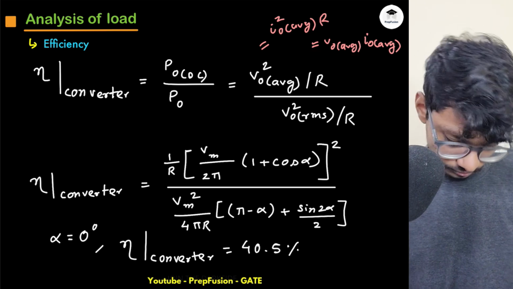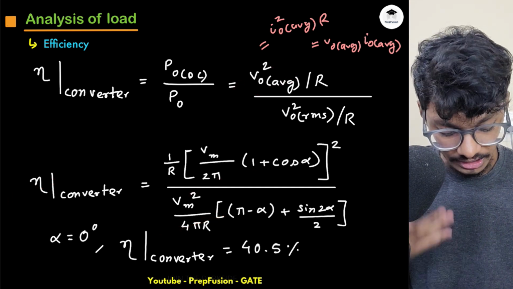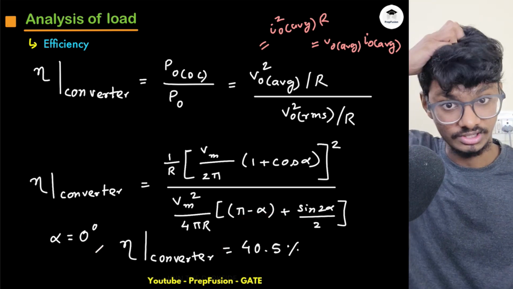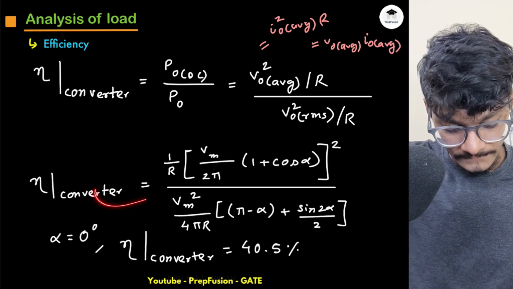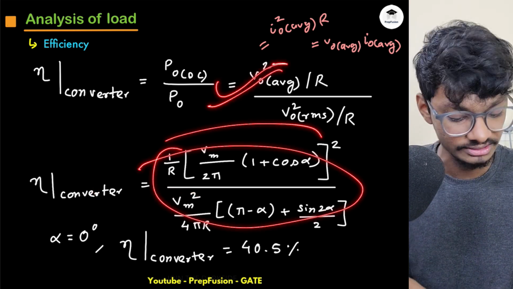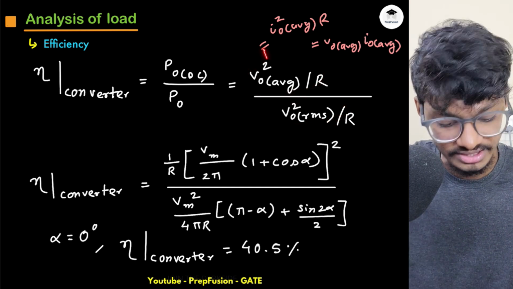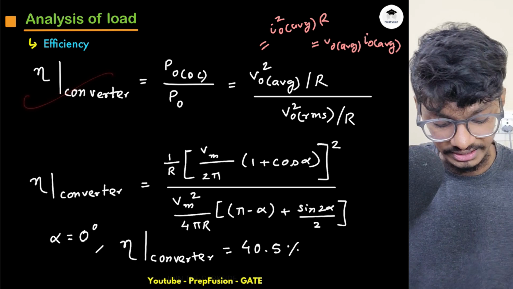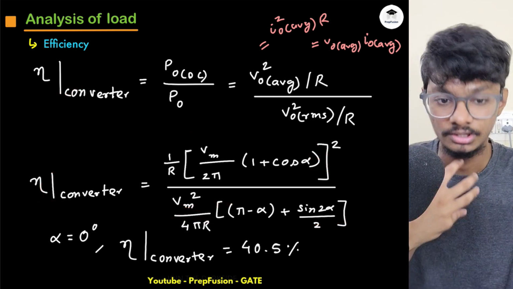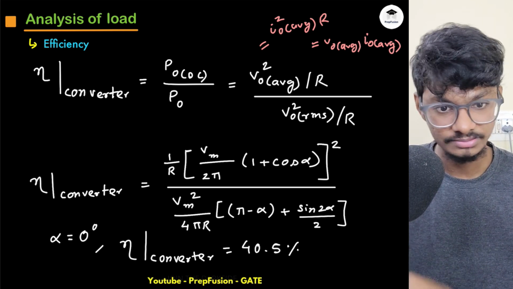So you can write down the expressions of VO average and IO average, and you will see if you put alpha equal to 0, you will get 40.5%, which we derived in the half wave rectifier case as well. So all these things you can do, or you don't need to remember this. Just remember how you derive VORMS, just remember how you derive VO average, and from there you find the efficiency of the converter. You don't need to remember this. For the formula point of view, for good representation, I have to write all this, but you don't need to remember it.